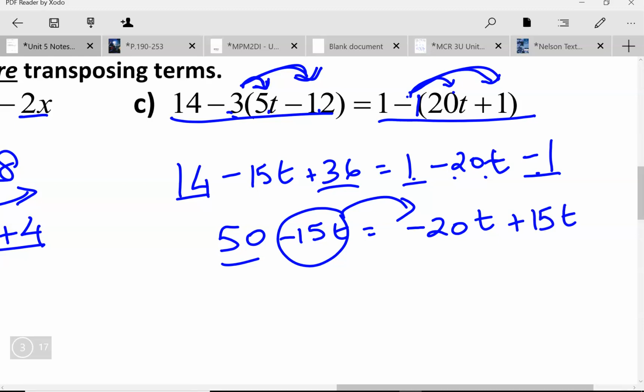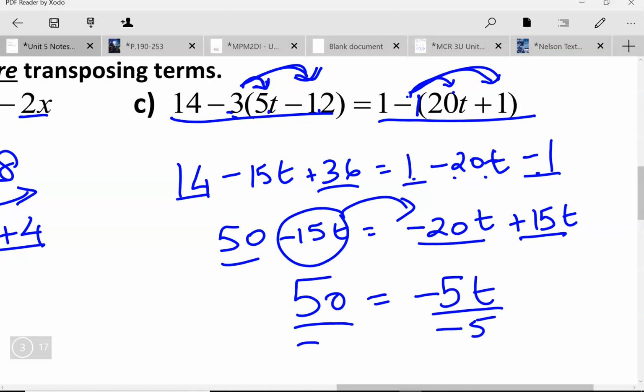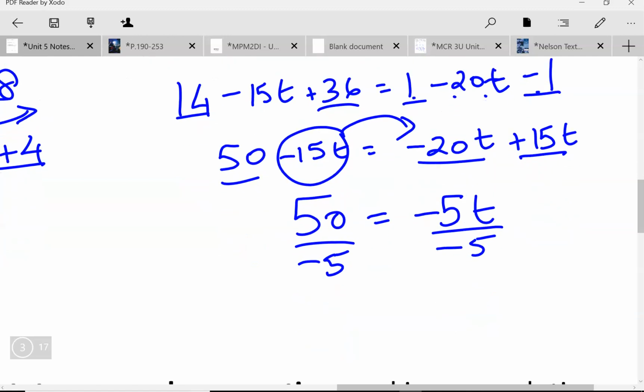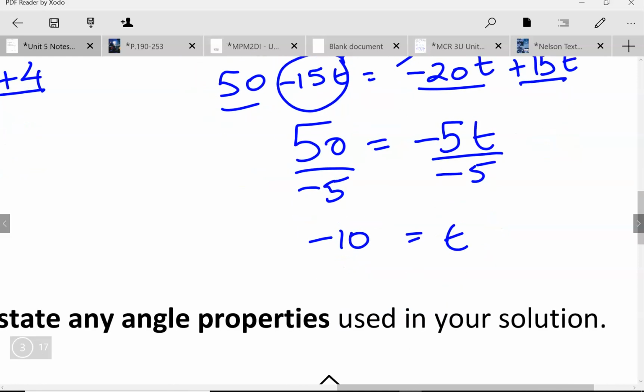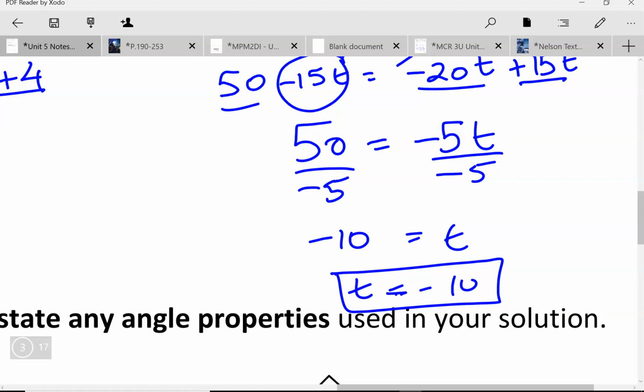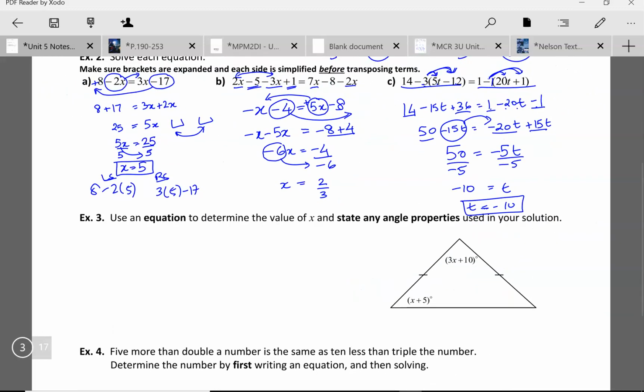So I do an addition subtraction flip. What I'm going to get is 50 equals 20t plus negative 20t plus 15t, which becomes negative 5t. Divide both sides by negative 5, and I have negative 10 equals t, which I can also write as t equals negative 10. Your final answer is usually good to write in a form where you write t equals something instead of something equals t. But whatever, it's not really a huge thing.